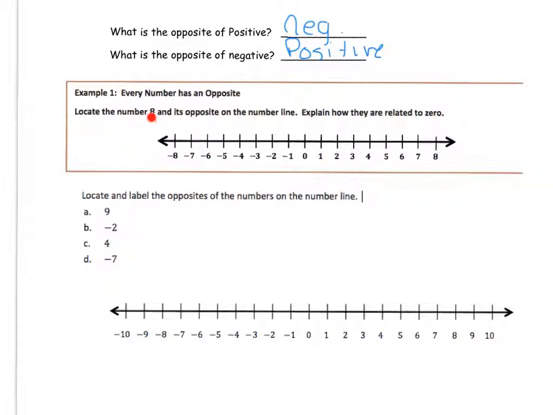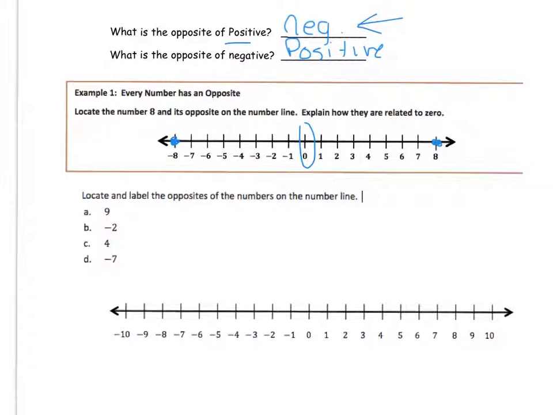So where is 8 on the number line? This is an easy one. 8 is right there. And its opposite would then be, if the opposite of positive is negative, the opposite of positive 8 is negative 8. And then, how are they related to 0? So find 0 on the number line. And this is more of a common sense. Here's 0. So how are they related?